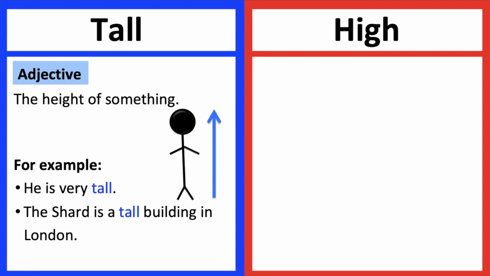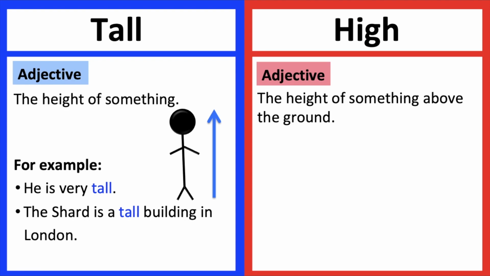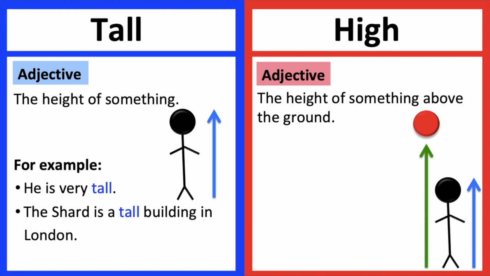High. High is an adjective and it refers to how high something is off the ground. So it's the height of something that's above the ground. For example, I can say that the man is tall and that he throws a ball up high. Here I'm referring to the height of the ball above the ground.